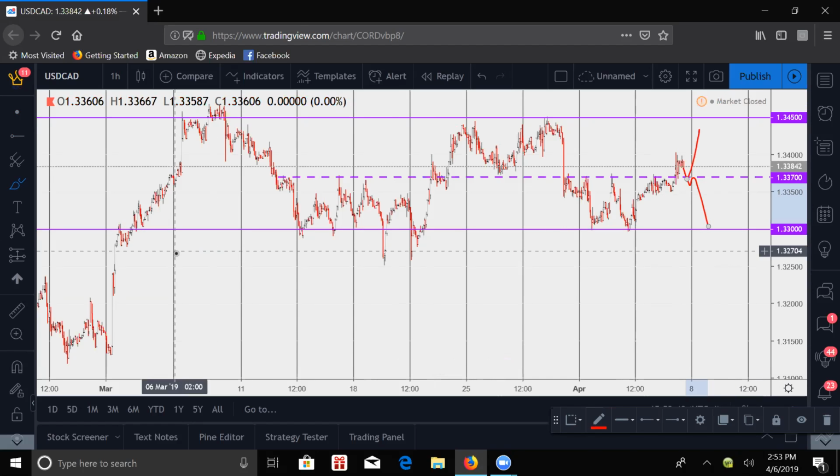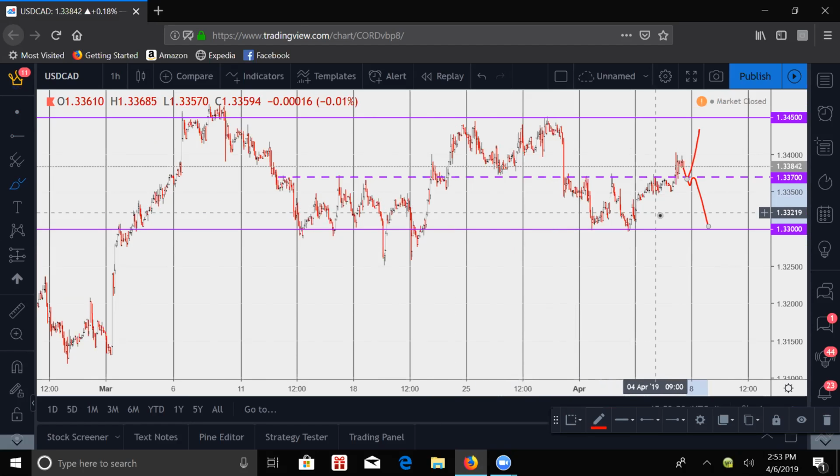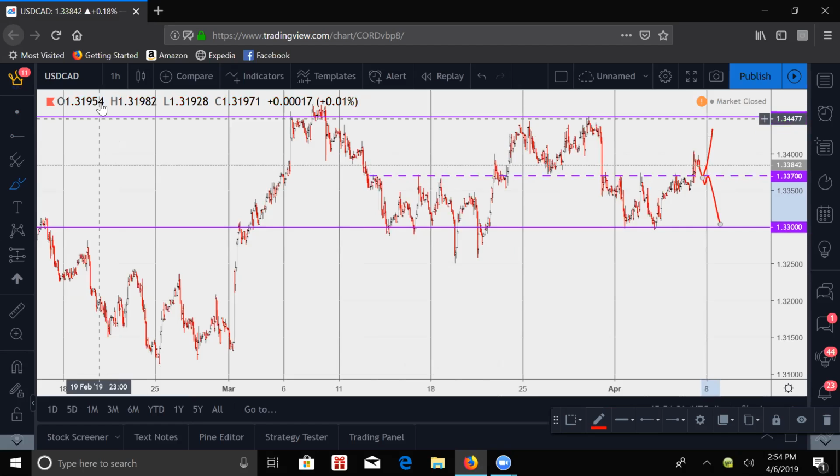It's been in this area since what, March 4th. So pretty much the entire month of March, it's been in this range right here. So it's probably going to be breaking out soon, I'd imagine. But who knows? So that one, there goes that.